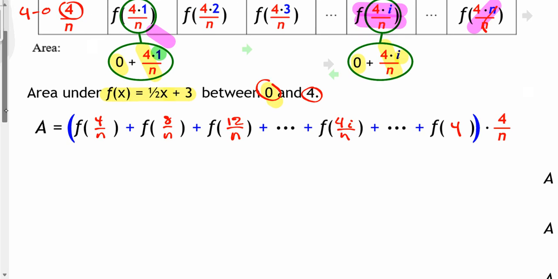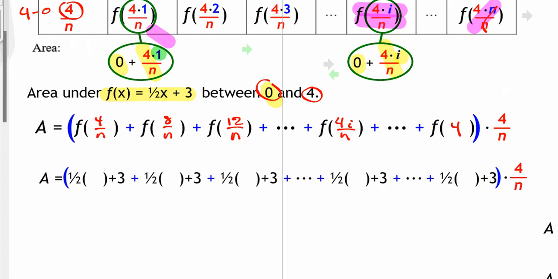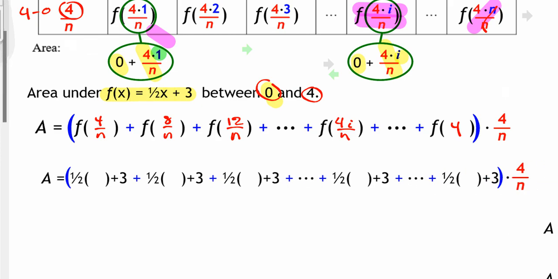Well, I need to figure out these function values. I don't have a graph to just look at and say what they are like I did in the previous questions. So I actually have to plug it into my formula. So this formula that I had here, that's what I have here. And I'm going to plug in the 4 over n, the 8 over n, the 12 over n, the 4i over n, and then just the 4 once I get to the right end. Good?